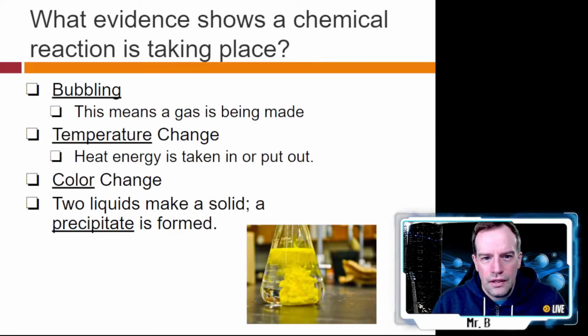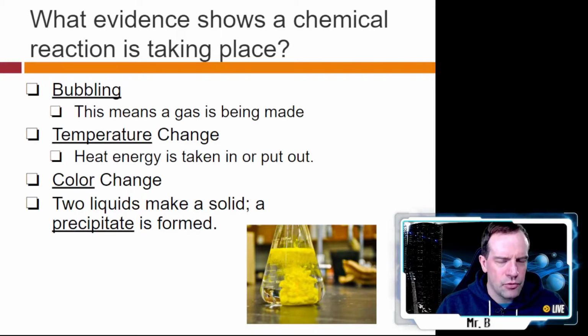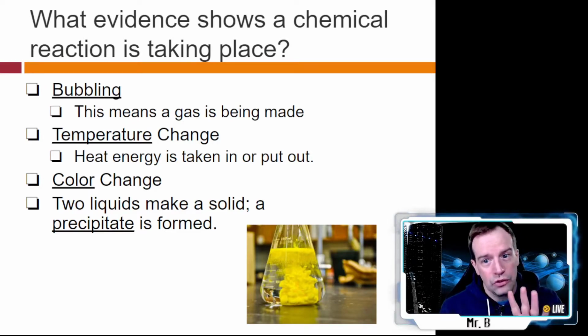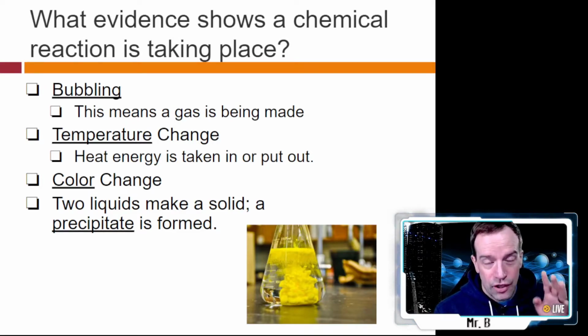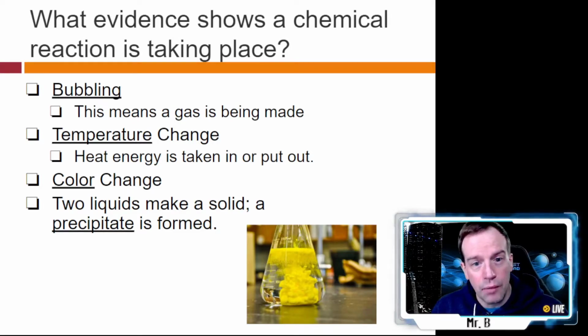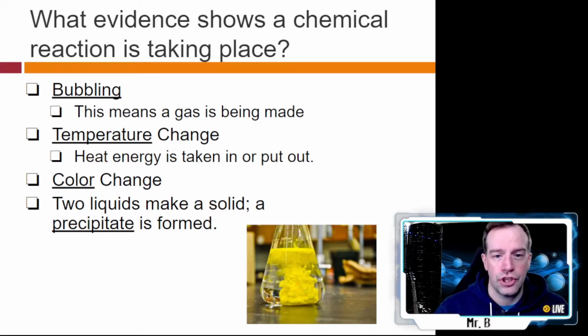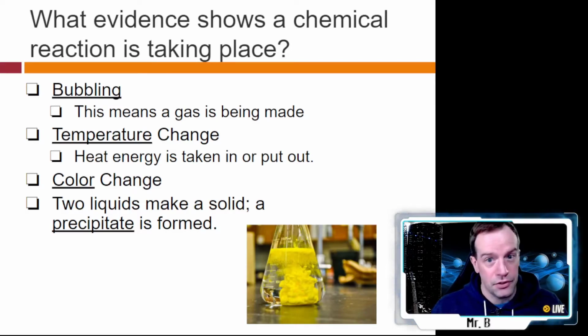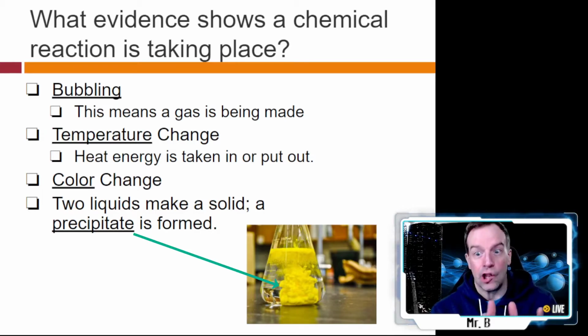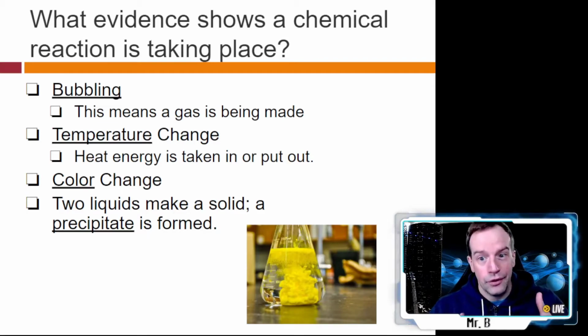Now, what evidence shows us that a chemical reaction might actually be taking place? Well, there are 4 things we look for when trying to observe chemical reactions: bubbling, temperature change, color change, and whether a precipitate is formed. Now you can see a precipitate in this drawing at the bottom. A yellow solid is being made after 2 liquids are put together.